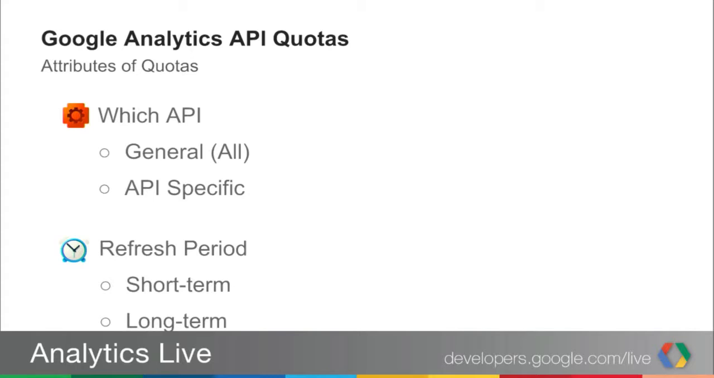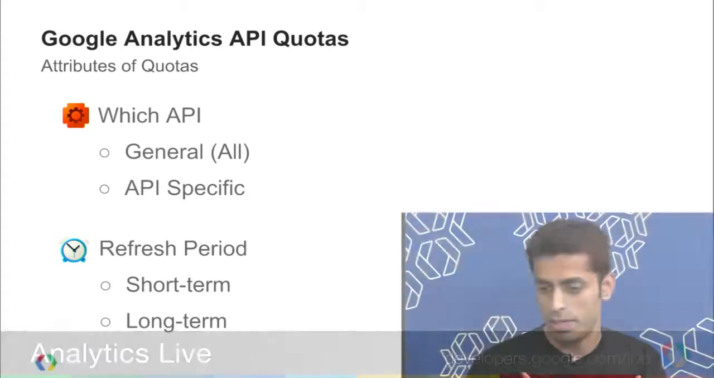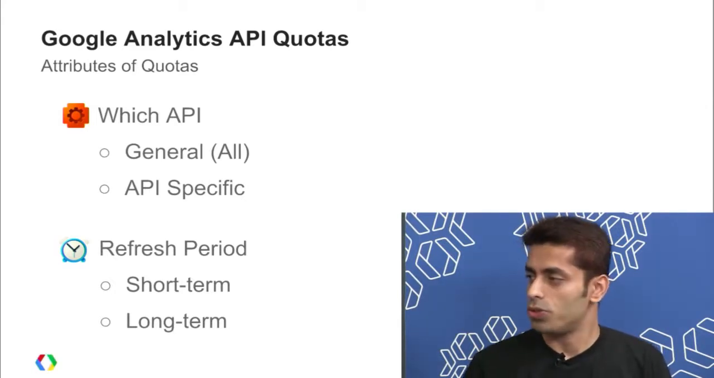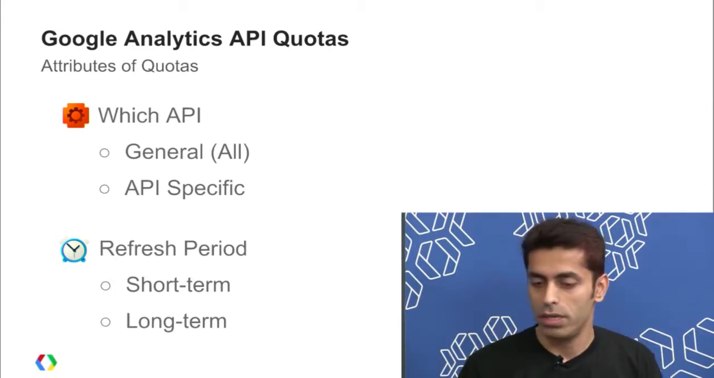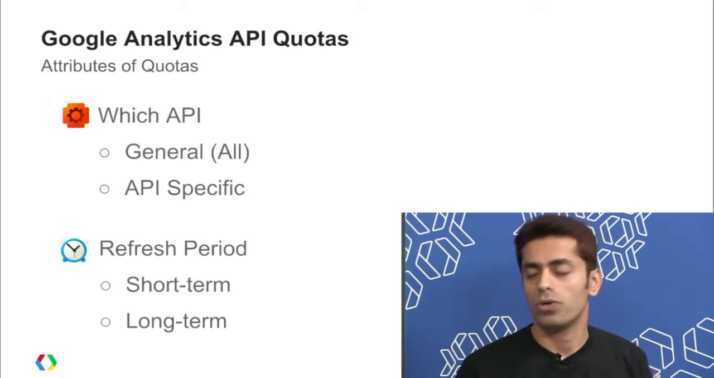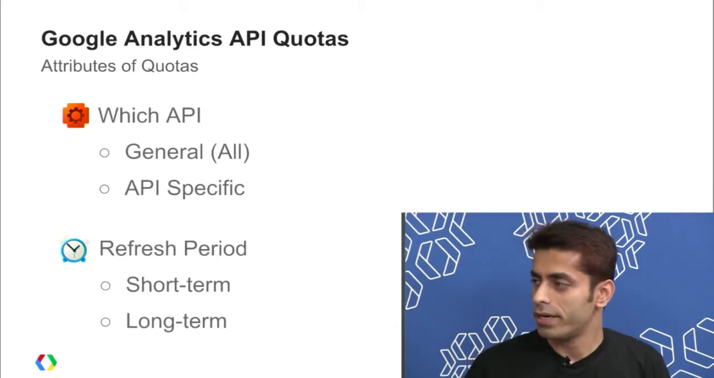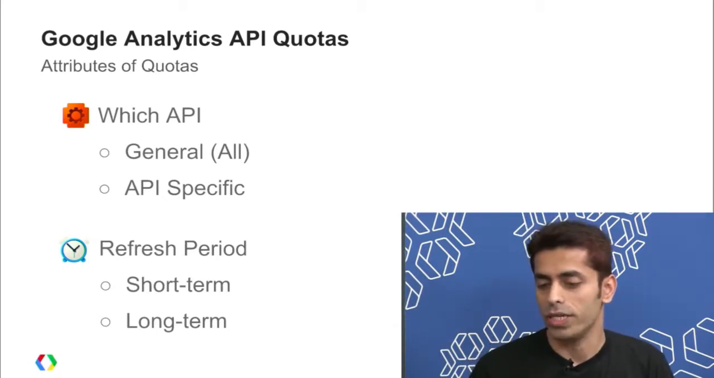Quotas can also be categorized by the refresh period. What I mean by refresh period is how often you get the tokens refilled. Tokens are basically a unit which allows you to make one or more quota requests. Short term means the set of tokens gets refreshed in a short term, like 1 second. I think that's the only short term quota that we have. An example is QPS or the concurrent quota. And then we have some long-term quotas, which, as the term says, are longer term, like daily quotas. They get refreshed on a 24-hour basis.